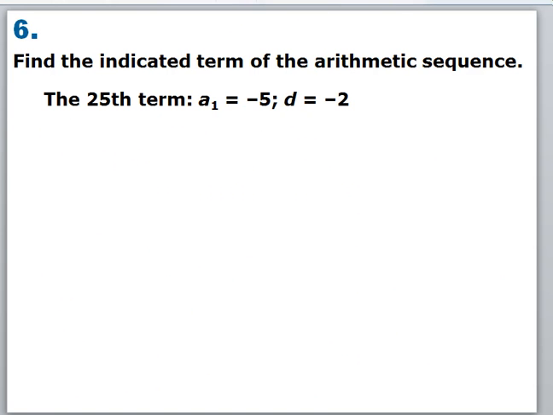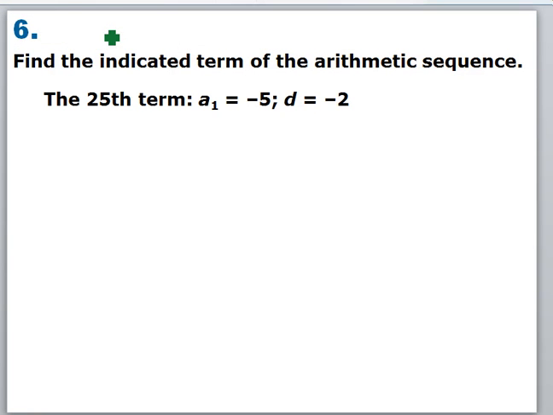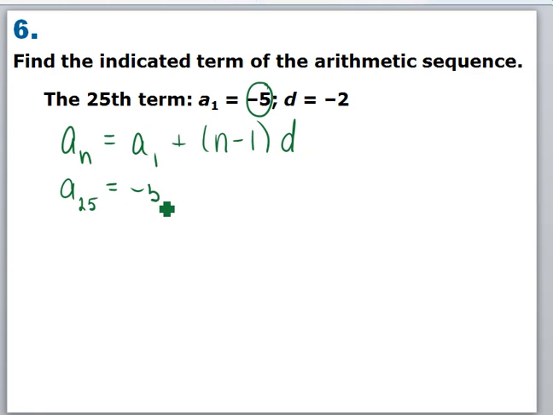So what we're going to do is a little practice with that. And I'm going to go ahead and write down the formula. The formula is a sub n equals a sub 1 plus n minus 1 times d. Now all I'm going to be doing is plugging in those values. So I'm supposed to find the 25th term. The first term is negative 5. Again, I'm supposed to find the 25th term, so I'm putting 25 in for n, and my common difference is negative 2. So all I do is replace all those values.